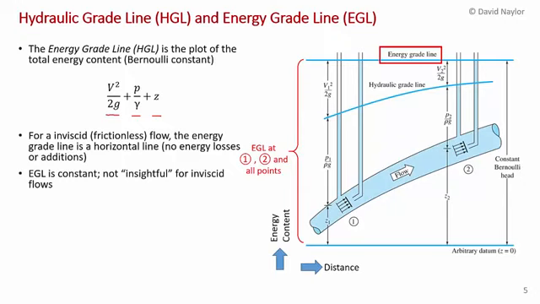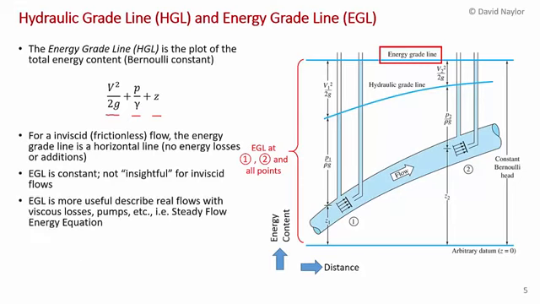Because the energy grade line is a constant in this kind of flow, it's not very helpful. It doesn't give you very much insight into what's going on. You'll find, and we're going to discuss this later in this presentation, that the energy grade line is a more useful descriptor for real flows, those with viscous losses and pumps. In other words, for flows where the flow can be described using the steady flow energy equation that you learned about in a previous presentation in Chapter 3.